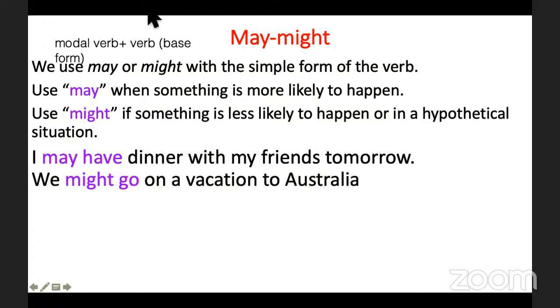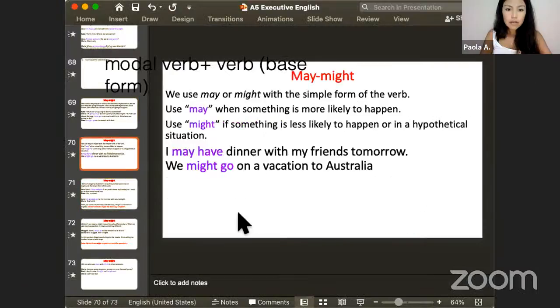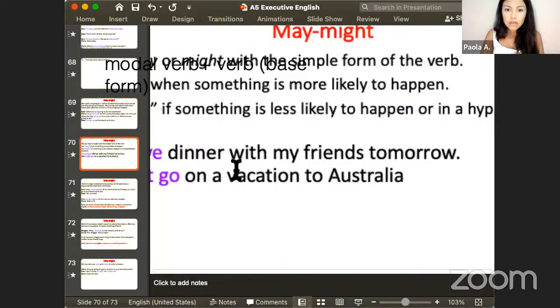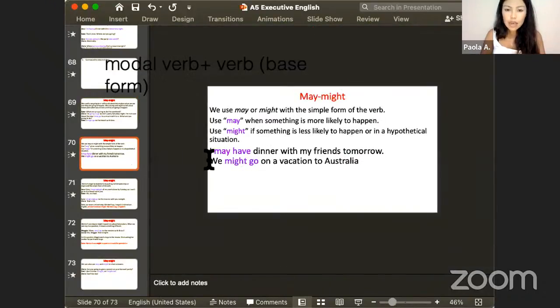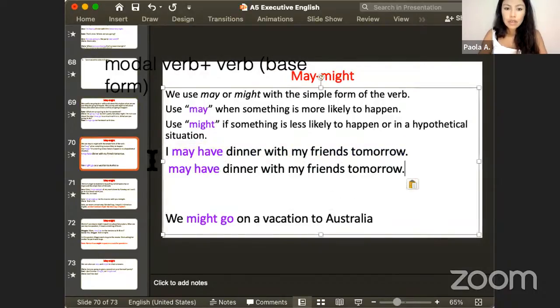All right. Both of them are related, like I mentioned, to possibility. For example, let's put the same sentence. It's not the same if we say, I may have dinner with my friends tomorrow, or I might have.